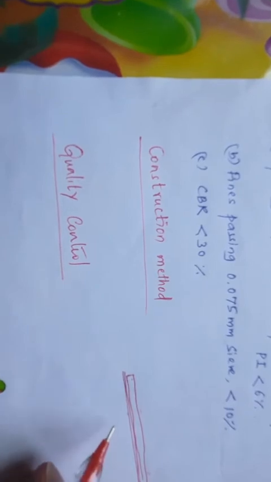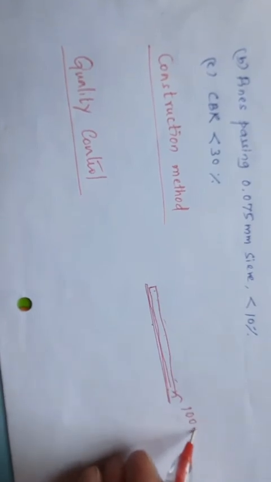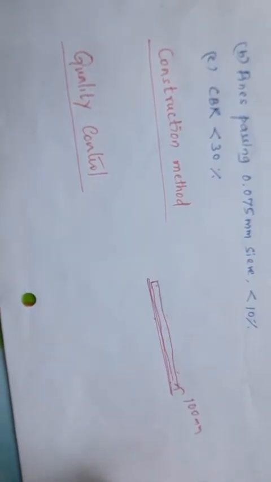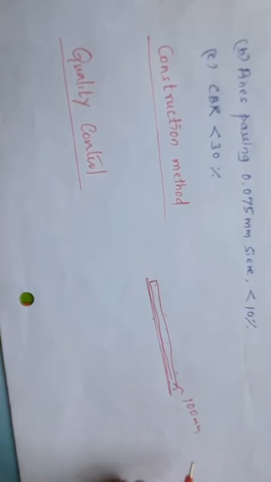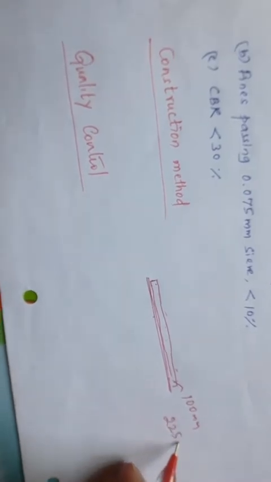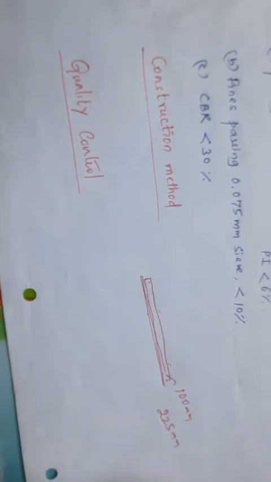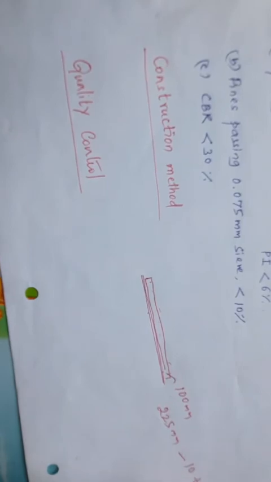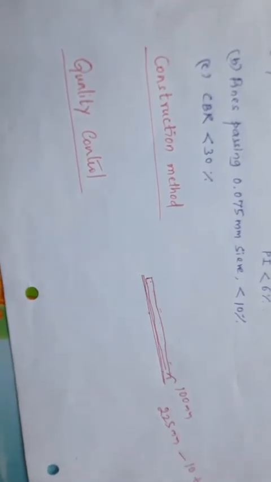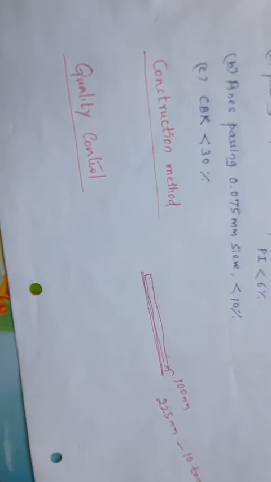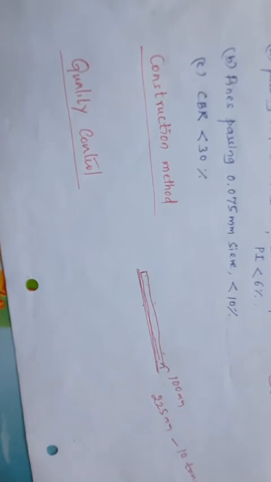And if the compacted thickness of the layer is less than 100 mm or lesser, an ordinary smooth wheeled roller is used. For compacted thickness exceeding 100 mm up to 225 mm, the compaction is done using the vibrating roller of static weight of 10 tons or even more. A pneumatic tired roller of appropriate gross load and tire pressure may also be used if the material can be effectively compacted by the equipment.